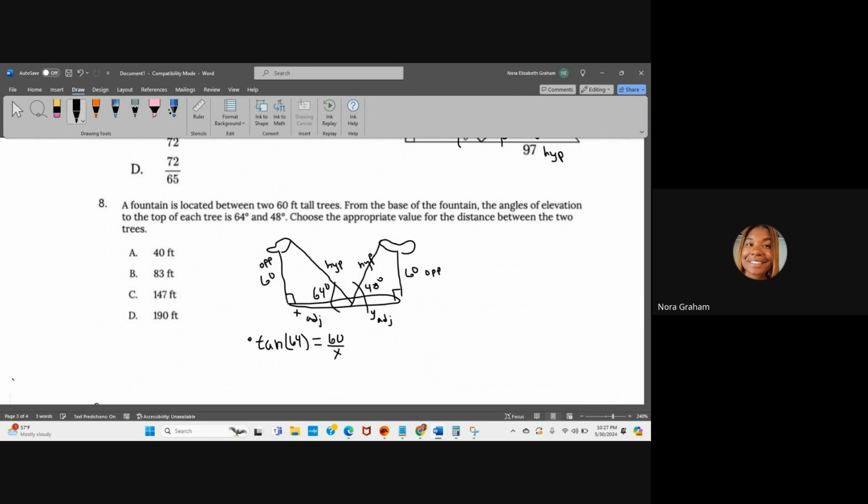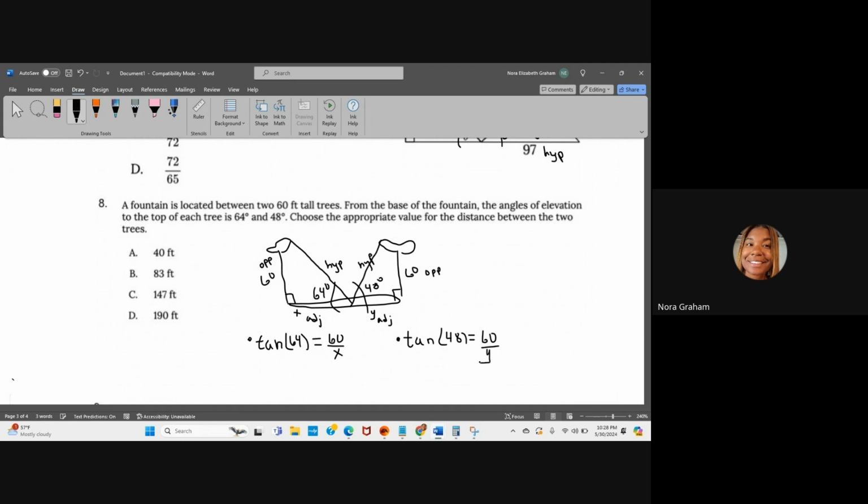And let's go ahead and set up the other one. Again, I'm looking for my adjacent and opp on this triangle, so I do it again. I'm going to use tangent of the angle that they gave me, which is 48 degrees. Tan 48 equals my opp over adjacent. My opp is 60. My adjacent, I don't know. I'm trying to find it, and I identified it as y.